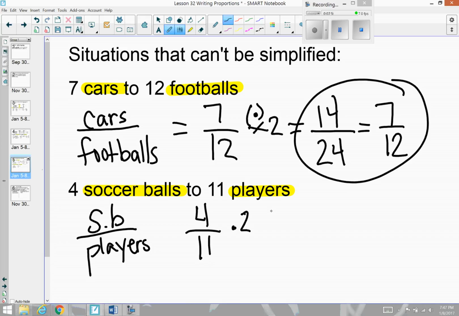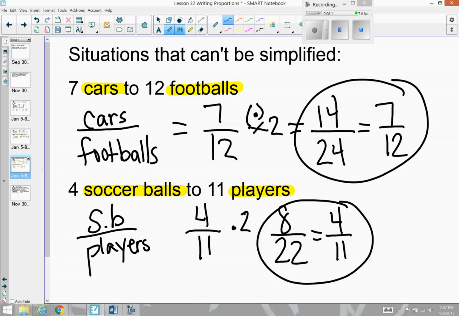So 4 times 2 is 8, and 11 times 2 is 22. So therefore, our proportion is 4 to 11, I'm sorry, 4 out of 11 is equivalent to 8 out of 22. And that's today's proportion.